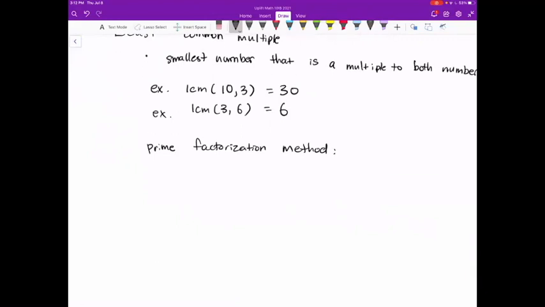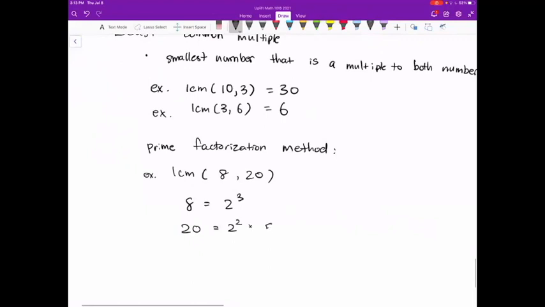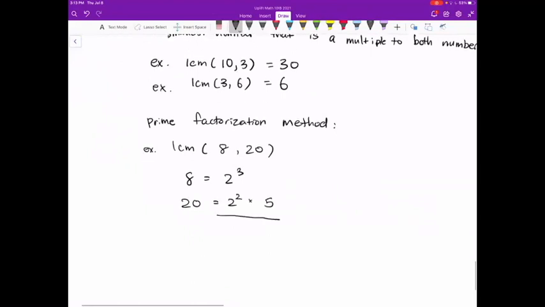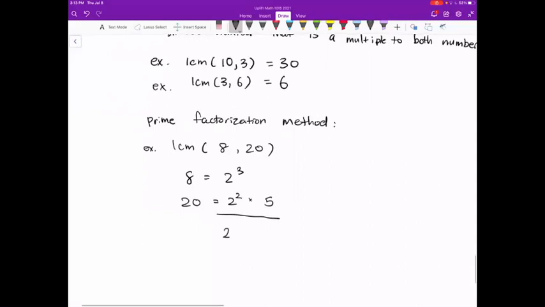So we can do an example of this. We have to try to find the LCM of 8 and 20. We can prime factorize them both out, and we see that 8 is equal to 2 cubed, and 20 is equal to 2 squared times 5. And in this case, we can also do the aligning method, but it's already lined up. And in this case, we actually take the highest exponent. So we actually take down the 2 cubed instead of the 2 squared, and we just take down the 5 because that has the highest exponent. And that will be our LCM.